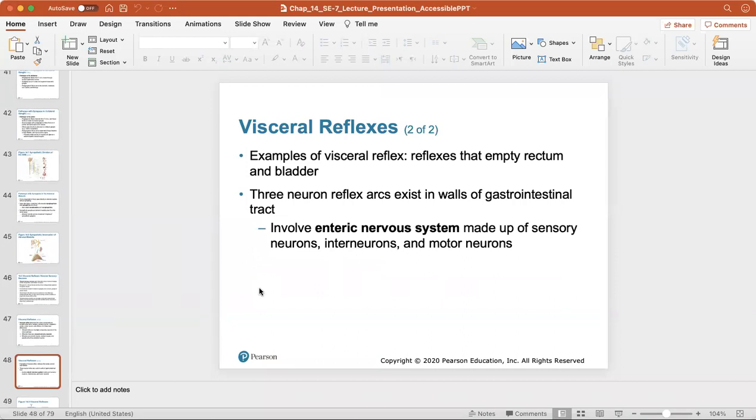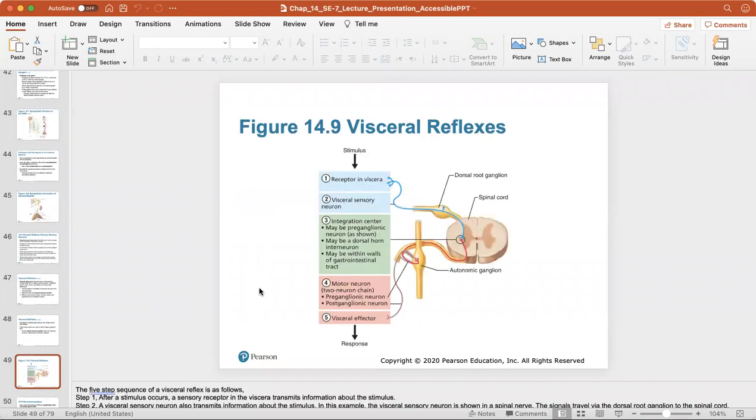An example of a visceral reflex is the reflex that empties the rectum and the bladder. There are three-neuron reflex arcs that exist in the GI tract, and this is what is involved in what we call the enteric nervous system, which is made up of sensory neurons, interneurons, and motor neurons involved in the GI tract. So this is just to look at the five components of a visceral reflex. And again, viscera has to do with your organs. It'll have the same five structures as a somatic reflex going to your skeletal muscles and varies just slightly.